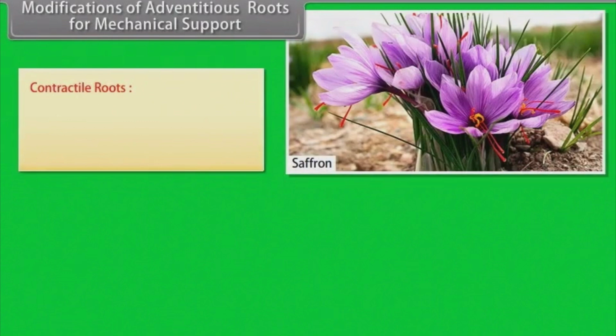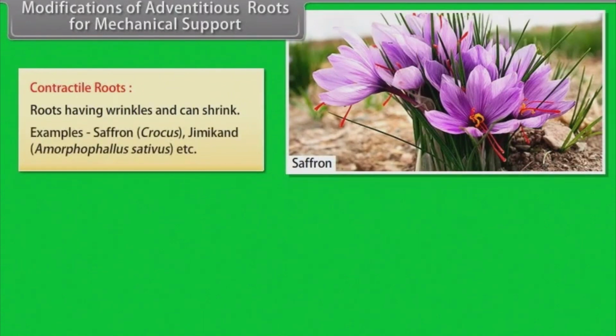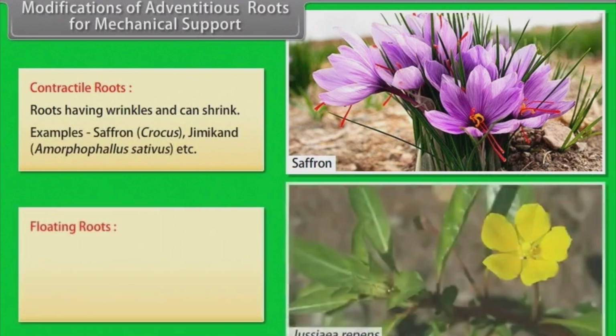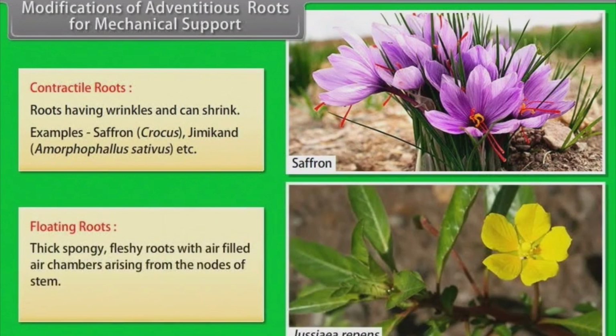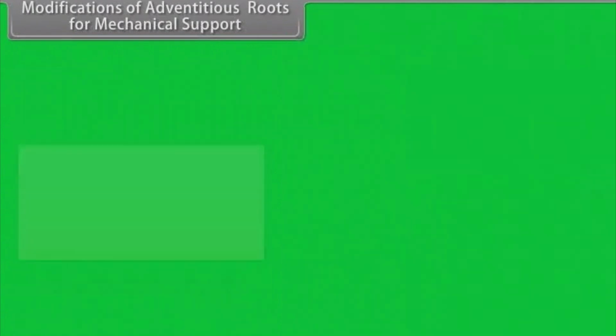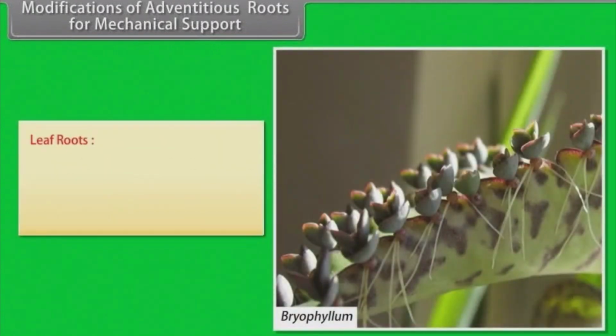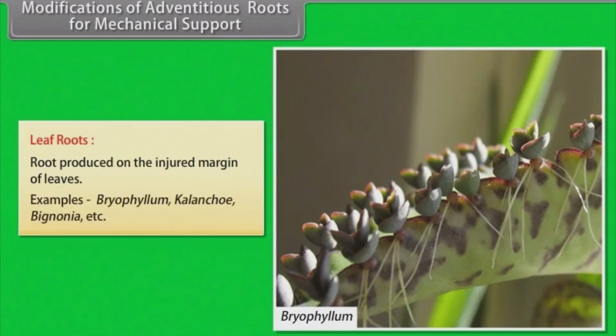Contractile roots. Roots having wrinkles that can shrink. Examples, saffron, jimmycand, etc. Floating roots. Thick, spongy, fleshy roots with air-filled chambers arising from the nodes of stem. Example, Jussiaea repens. Leaf roots. Roots produced on the injured margin of leaves. Examples, Bryophyllum, Bignonia, etc.